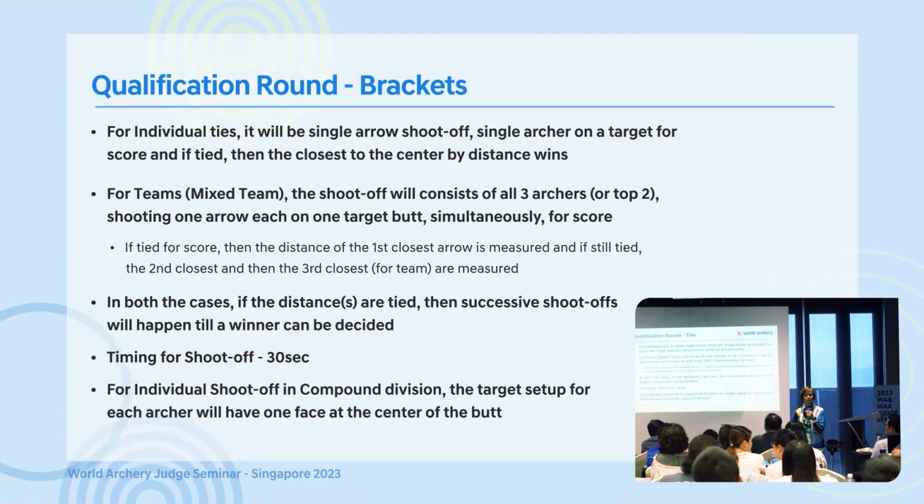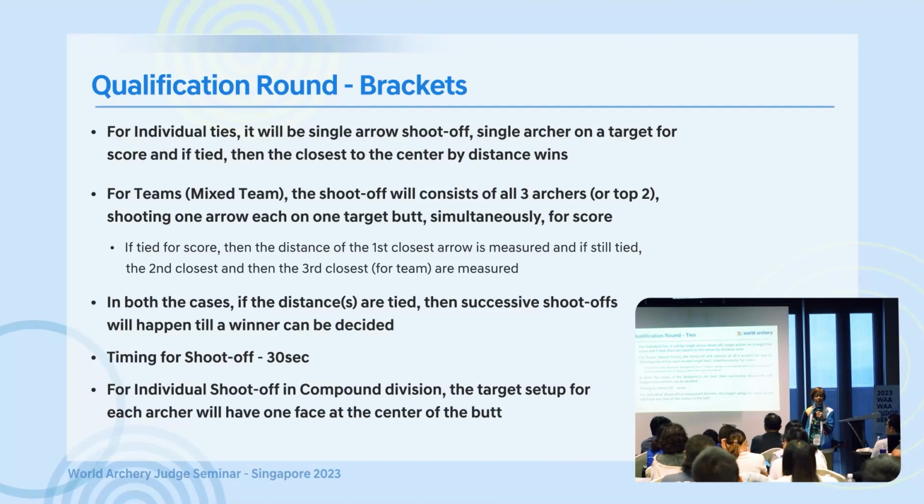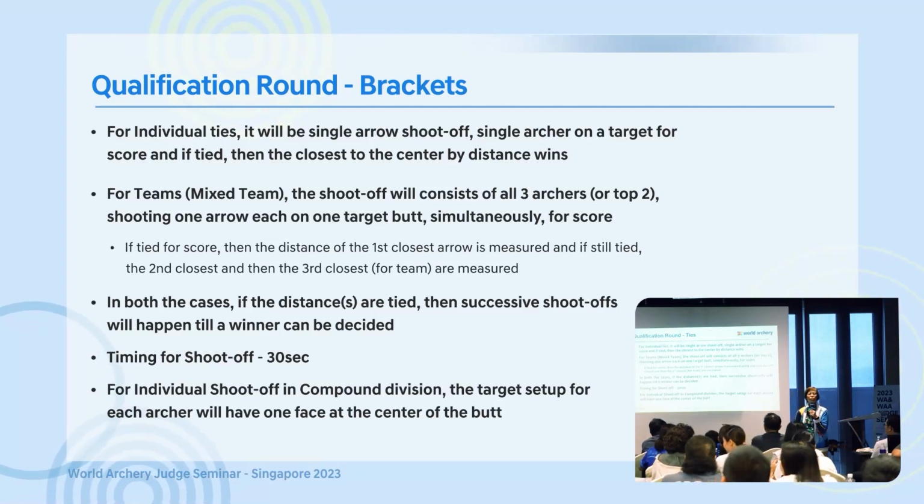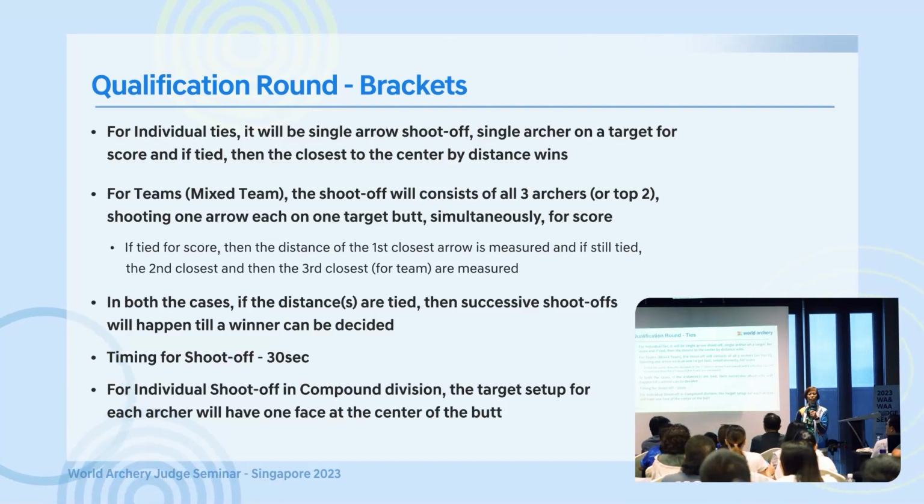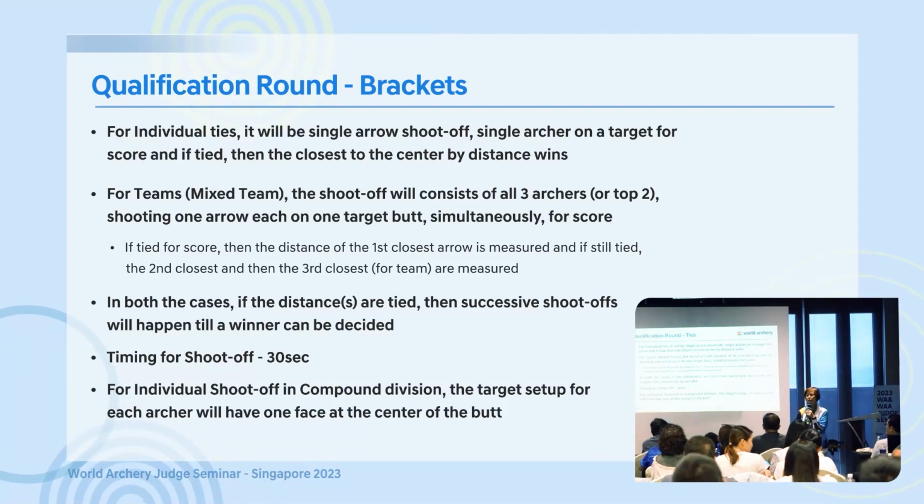If there is no visible difference, you have to measure and compare which one is closer. Correct. If the first arrow of both of the teams is the same, you measure and compare the second one. If still the same, then it's another shoot-off. Yeah. Basically, that is the process.